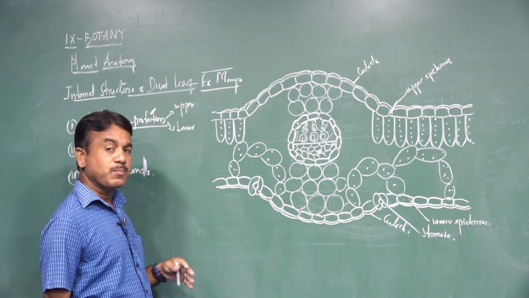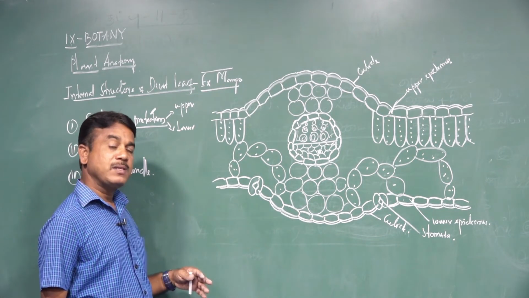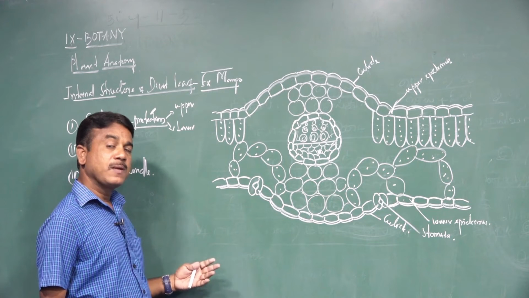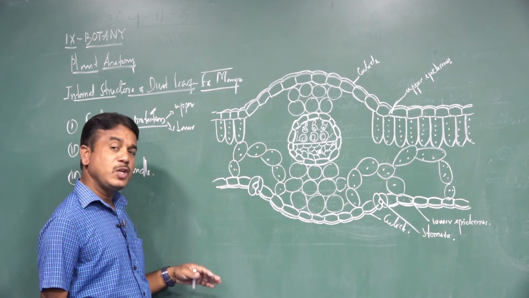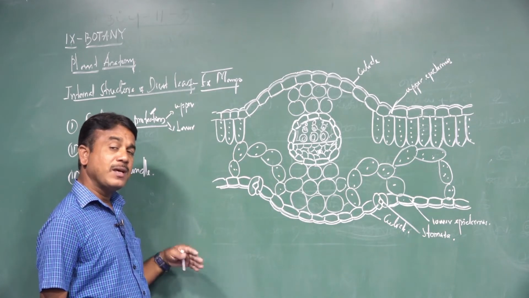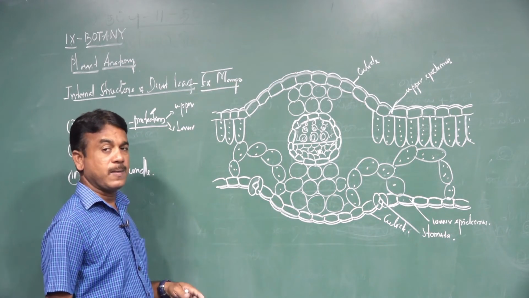What is the main function? Protection. To distinguish the upper and lower epidermis: upper epidermis, thick cuticle; lower epidermis, thin cuticle. Upper epidermis, lesser amount of stomata. Lower epidermis, frequent stomata.